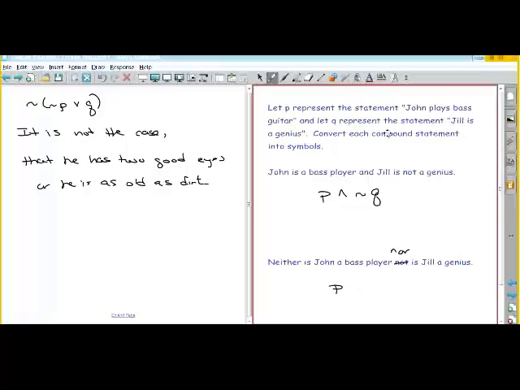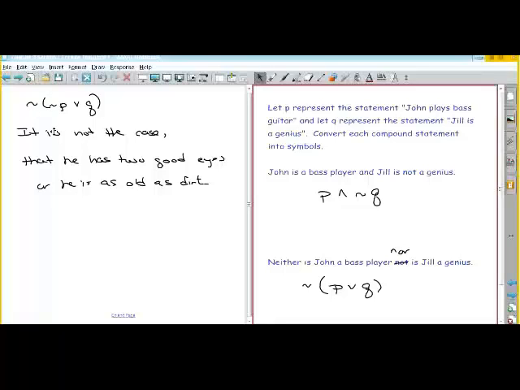In this case, without the neither on there, you would have John is a bass player, which is the same as the original statement, and Jill is a genius, which is the original statement. I'm using the or, so I would use this upside down V, and then I would put it in parentheses with the negation out front. So that's another way of representing a negation. The easiest way to do it is this way, and this is what I'd expect.